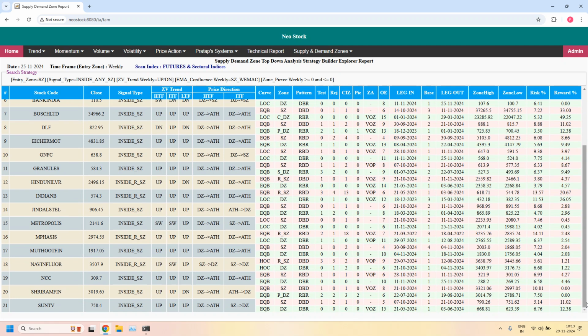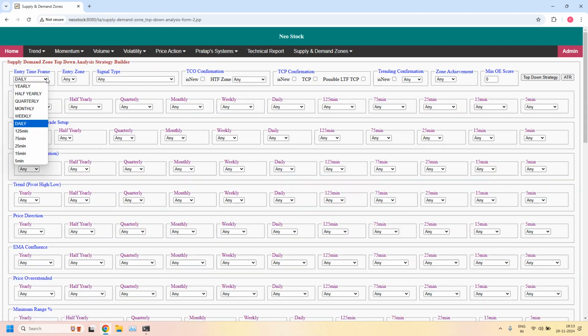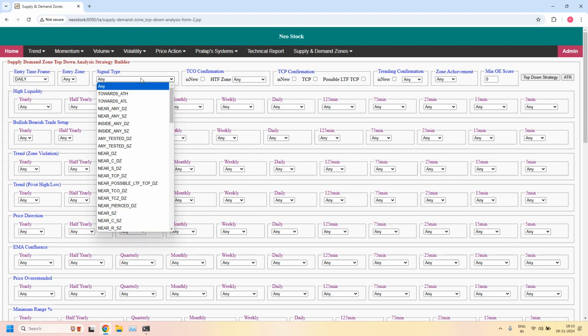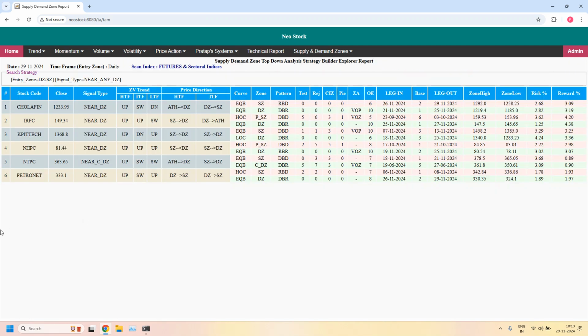So this is about weekly time frame, and the next time frame is daily. Entry time frame daily. Let us find the stocks near daily demand zone. So 6 stocks are filtered. So let us filter high liquidity zones from this list. High liquidity daily demand zones. We have only one stock, NTPC. So one high liquidity daily demand zone we identified from this list, stocks near the demand zones.